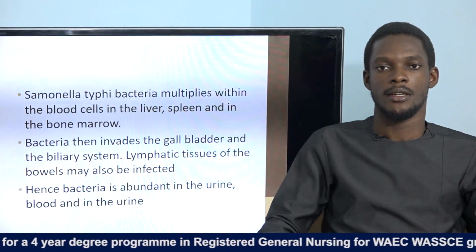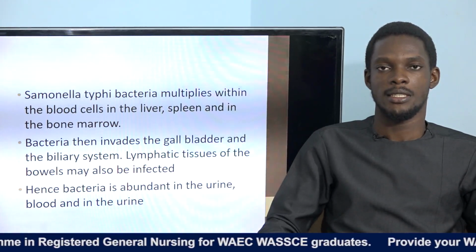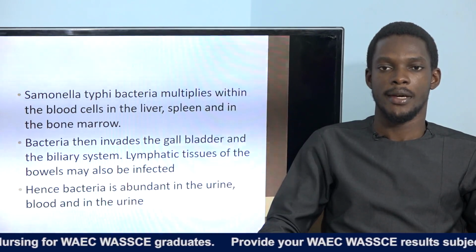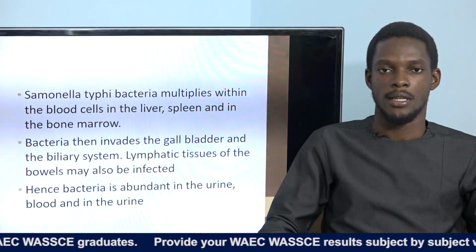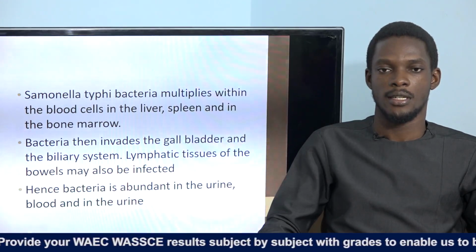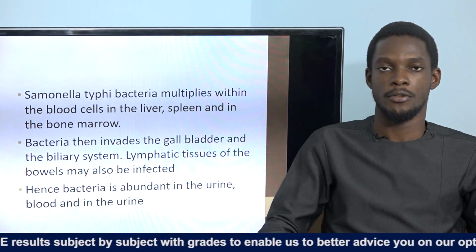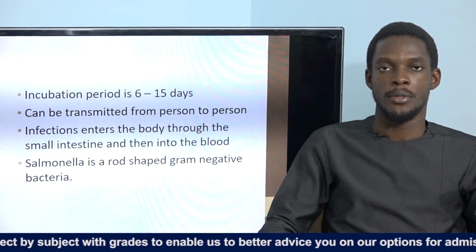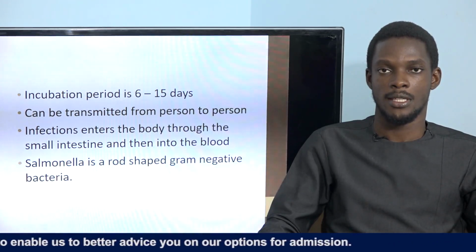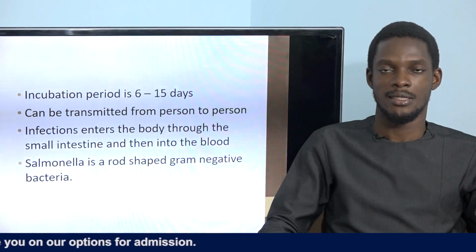Salmonella typhi bacteria multiplies within the cells of the liver, spleen, and in the bone marrow. The bacteria then invades the gallbladder and the biliary system. Lymphatic tissues of the bowels may also be infected. Hence, the bacteria is abundant in the blood and in the urine. The incubation period of Salmonella typhi and Salmonella paratyphi is 6 to 15 days and can be transmitted from person to person.